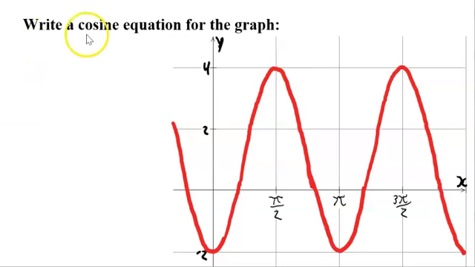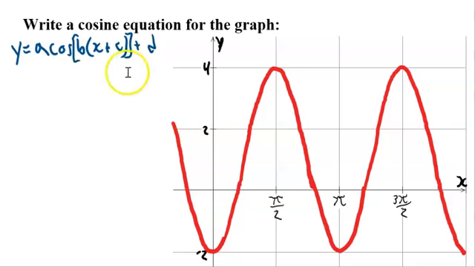All right, let's write the cosine equation for this graph right here. Generally, the cosine equation is y = a cos(b(x + c)) + d. The part inside the cosine has the b factored out. As long as we know a, b, c, and d, then we're done. And this is our graph.